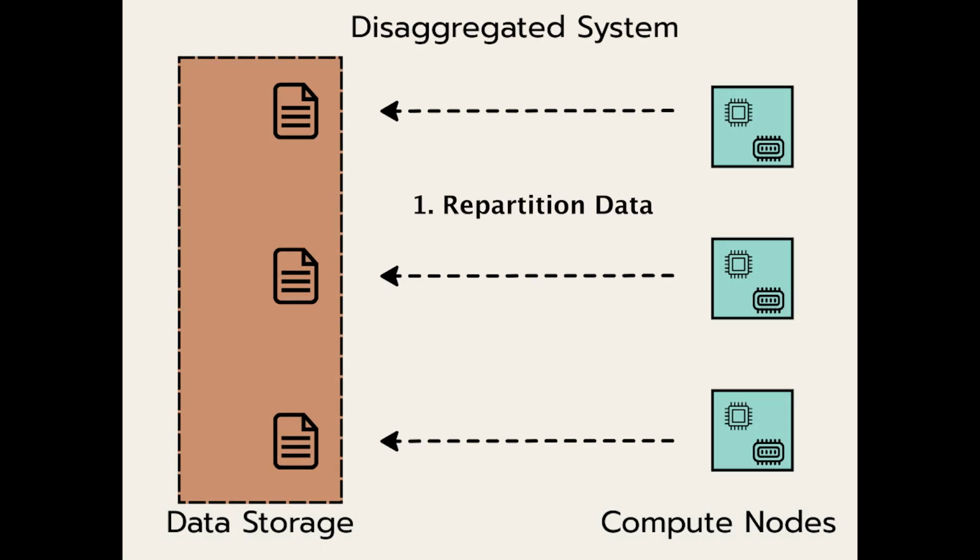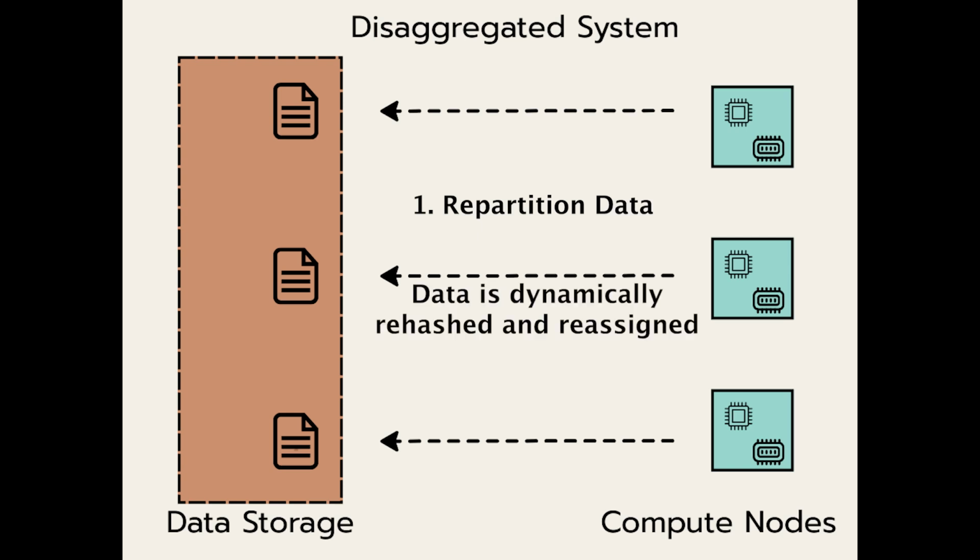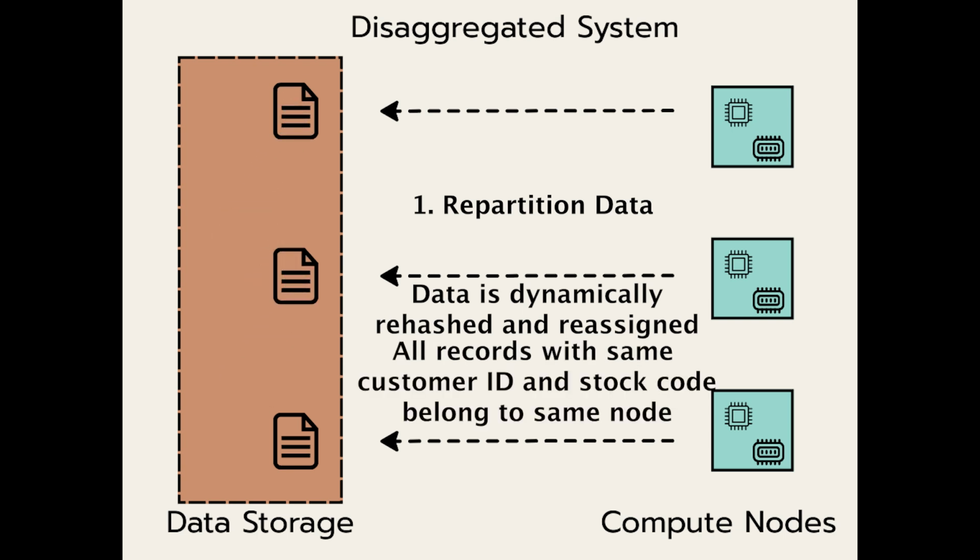The first step is to repartition the data. Each node is assigned a range of hash values to process. The data is dynamically rehashed and reassigned based on customer ID and stock code, ensuring that all records belonging to the same group end up on the same node.